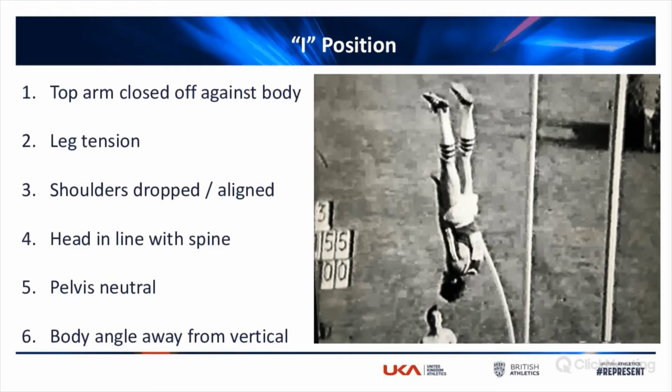And actually, if you look at the angle of the uprights in this video, his body's actually angled away from the vertical. He's come so far over the top of this that he's actually angled away from the vertical, but he's got so much pole speed still that he will still travel across the bar without fear of landing short. And that's the key.